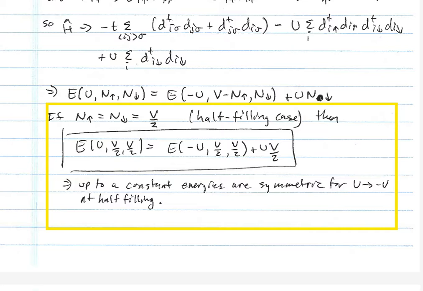And then up to a constant, the energies will be symmetric as U goes to minus U at half filling. There's an overall shift of a constant, but other than that, all excitation energies are exactly the same when I undergo this symmetry transformation. Again, please be sure you understand exactly what that means.